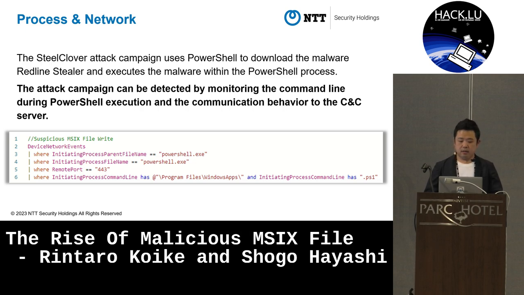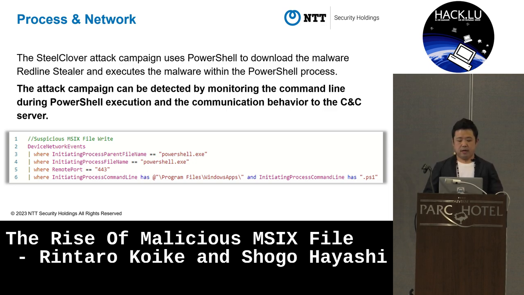In this section, we present the detection of process execution and network communication behavior. In Steel Clover attacks using MSIX, we often observe Redline Stealer infection, but we have also observed various malware infections, such as Arsenic or Vidar, and so on. In these cases, it is usually the PowerShell.exe process that downloads the malware and executes it within the PowerShell process without saving the downloaded malware as a file to the host. Therefore, the malware's communication to the C&C server is also executed by this PowerShell process. The download communication of this malware is basically TLS communication. The C&C server communication uses the HTTP protocol or other, depending on the malware.